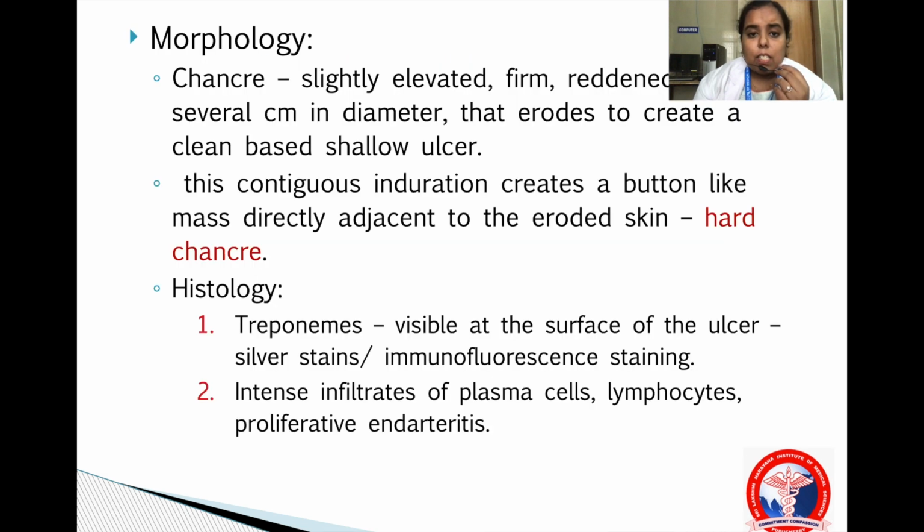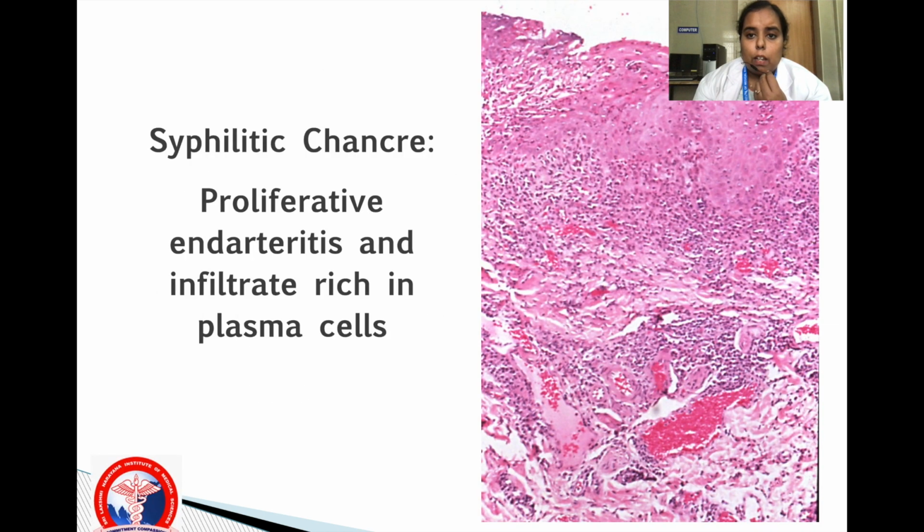So the morphology is, you can see it is a slightly elevated, firm, reddish papule that can vary in size, and it erodes to create a clean based shallow ulcer. There is contiguous induration which creates a button like mass directly adjacent to the eroded skin. This is known as a hard chancre. On histology, we see the spirochetes visible at the surface of the ulcer, which are demonstrated with silver stains and immunofluorescence. There is an intense infiltrate of plasma cells and lymphocytes, and there is proliferative endarteritis.